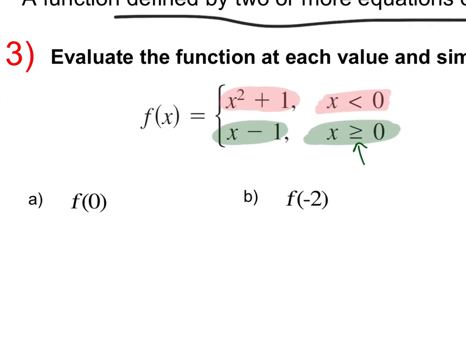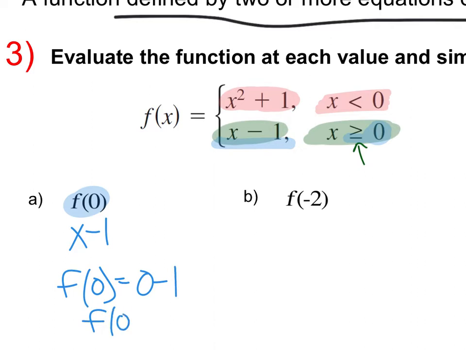So if I have f of 0, which one includes the 0? Remember, we said the equal to includes the 0. So we're going to use x minus 1 for this one, and we know that f of 0 would be 0 minus 1. So f of 0 is negative 1. Pretty simple. Just decide which one to use.